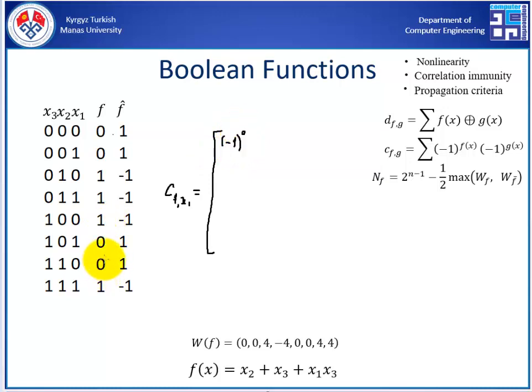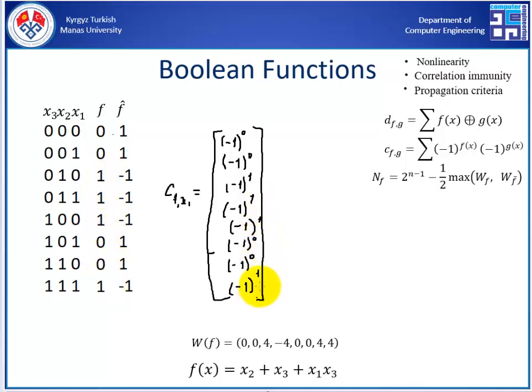We are now calculating the polar form of the truth table. So next, minus 1 to power 0, minus 1 to power 1, minus 1 to power 1, this element, minus 1 to power 1, minus 1 to power 0, minus 1 to power 0, and minus 1 to power 1. We have listed all the elements in the truth table.